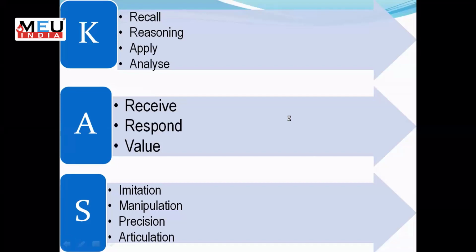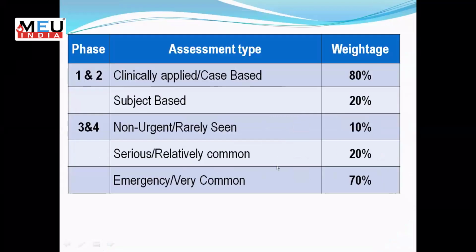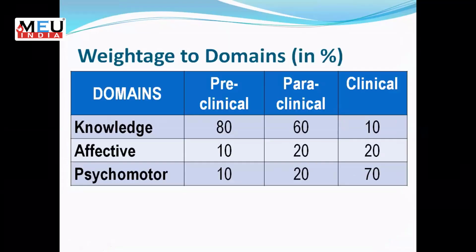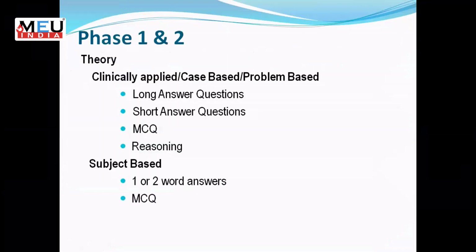So one classification or allocation will be on the assessment type, the subject-based and the applied-based. The other one is domain-based. Now coming to phase 1 and 2 in the theory, how are we going to construct the questions or make the blueprint? We can go with the clinical or case-based or problem-based in the case of long answers, short answers, MCQs, and reasoning. Most of the MCQs will be case-based with 4 options. In subject-based, 1 or 2 word answers and MCQs.